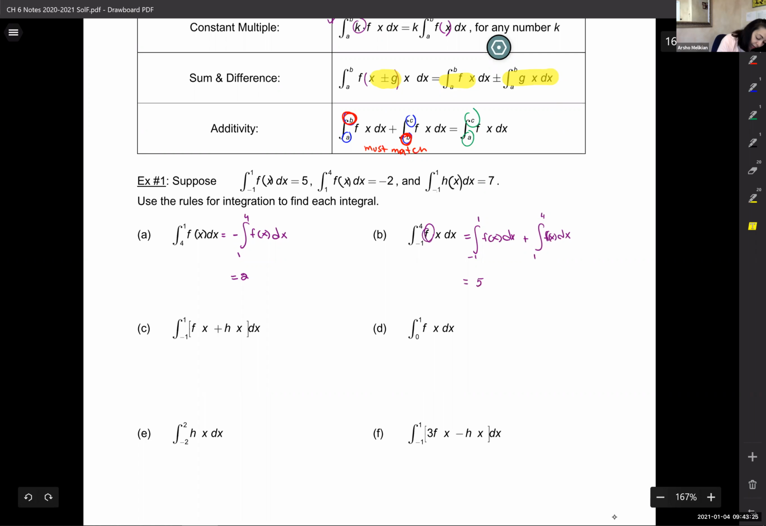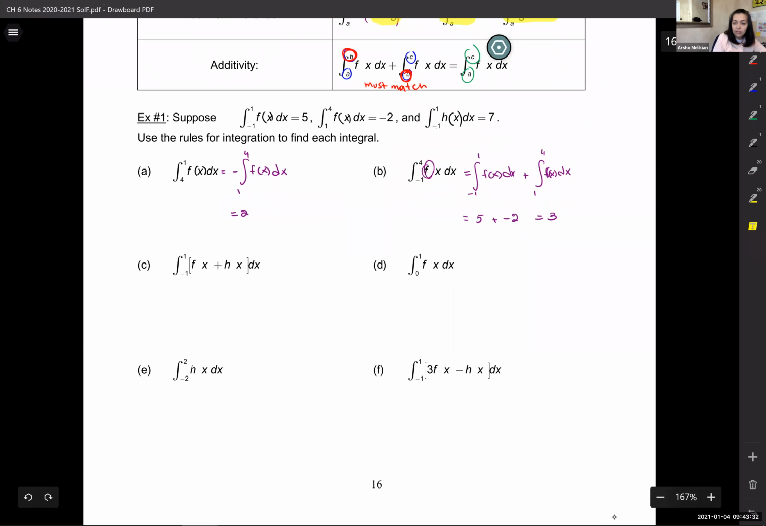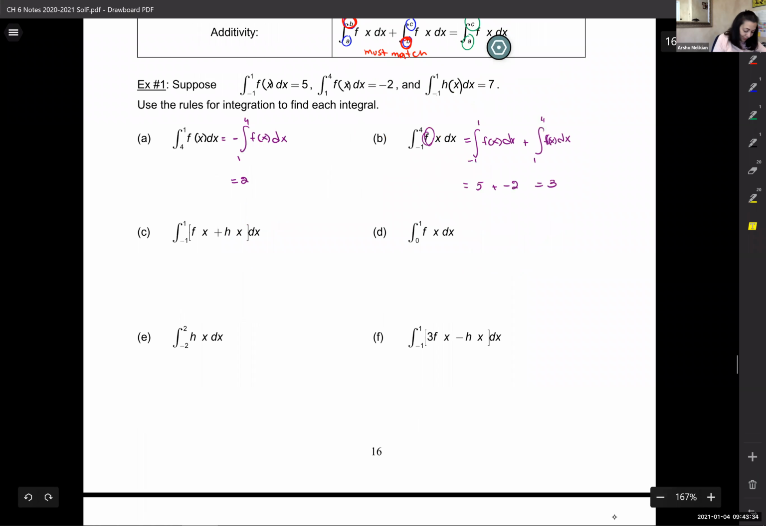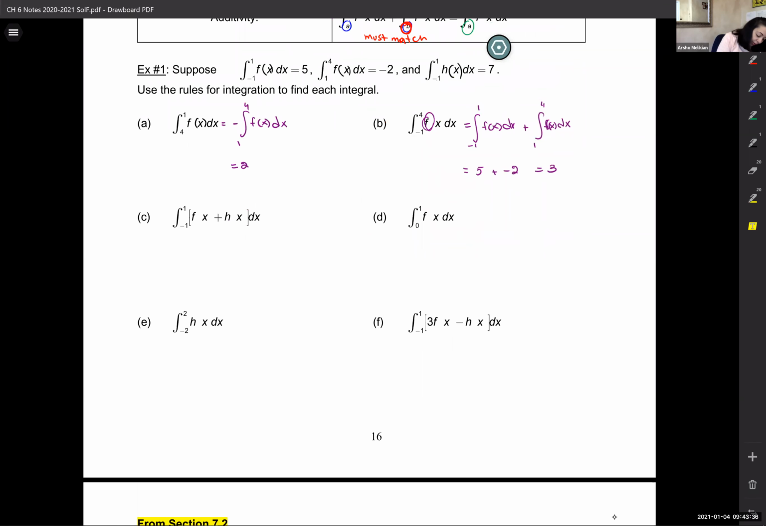That is 5 plus negative 2, 3. Isn't that cute? Right? Okay, look at what I have here.